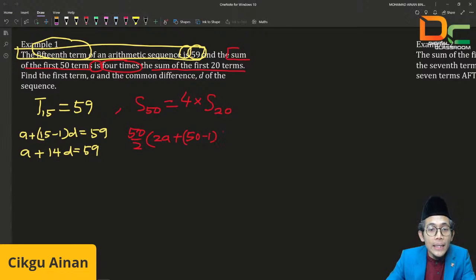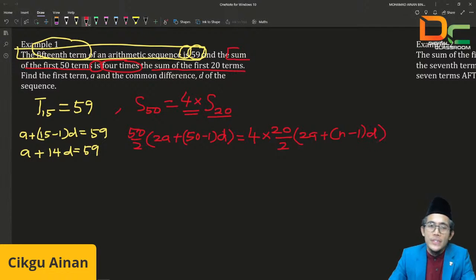Let me rewrite my letter D. It's horrible. Okay, that's good. We can close it, and then the next one is 4. This one just copy over here. 4 multiplied by the sum of 20, so 20 over 2, 2A plus 20 minus 1 multiplied by the common difference. So we can simplify this one first. 50 by 2 is 25, and then 20 by 2 is 10, and then 4 times 10 is 40.